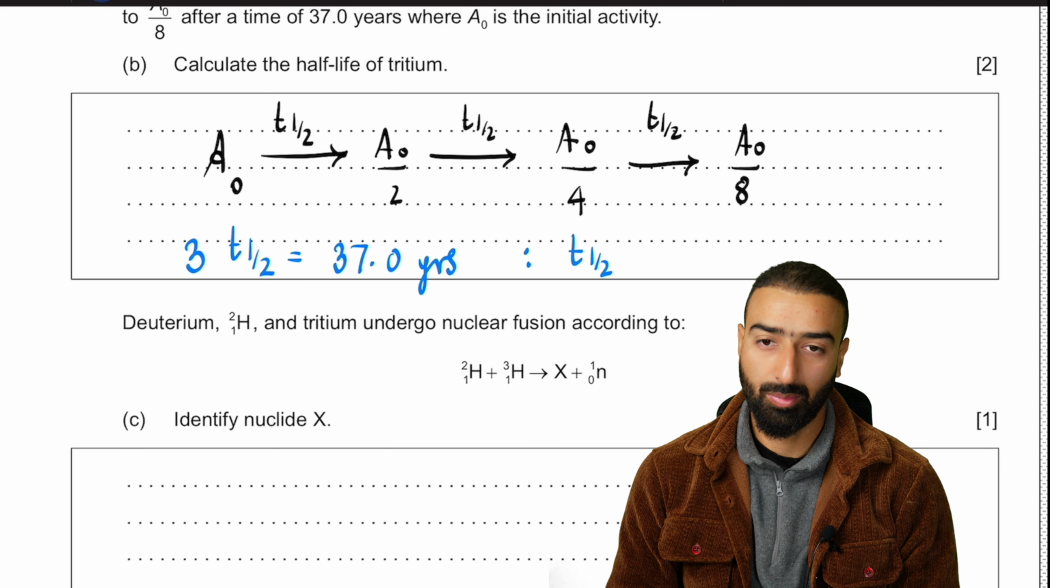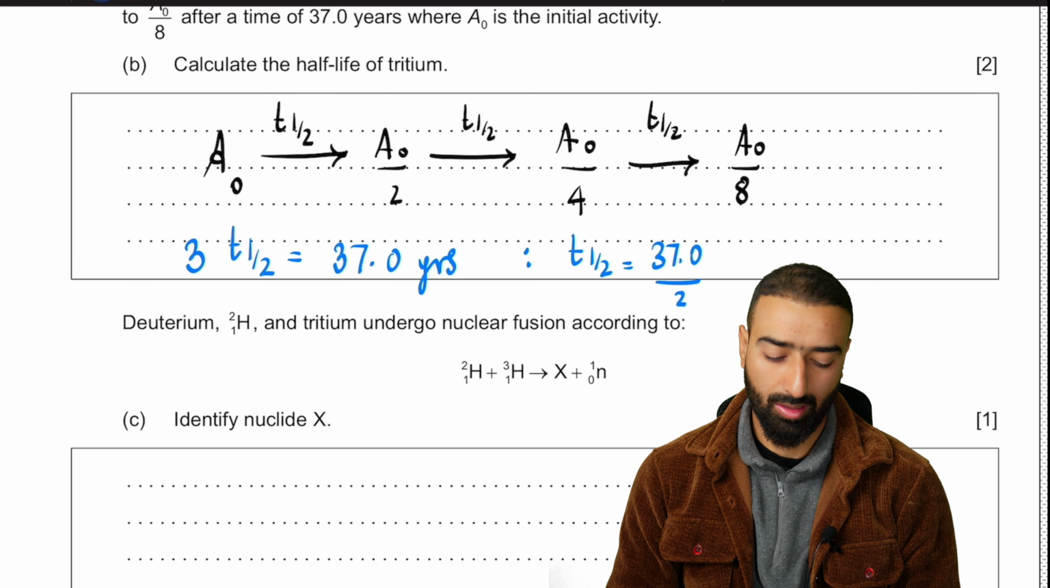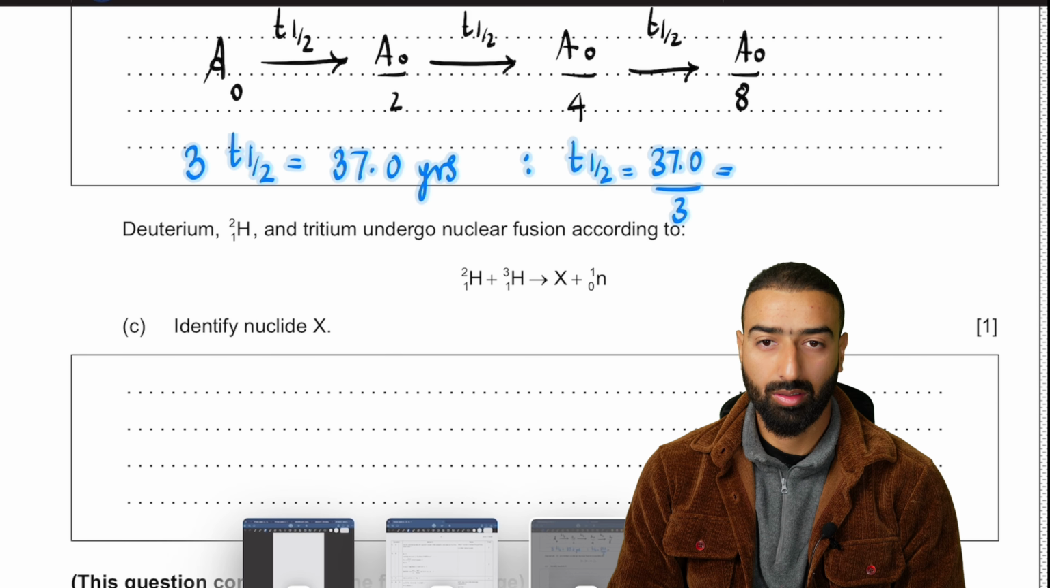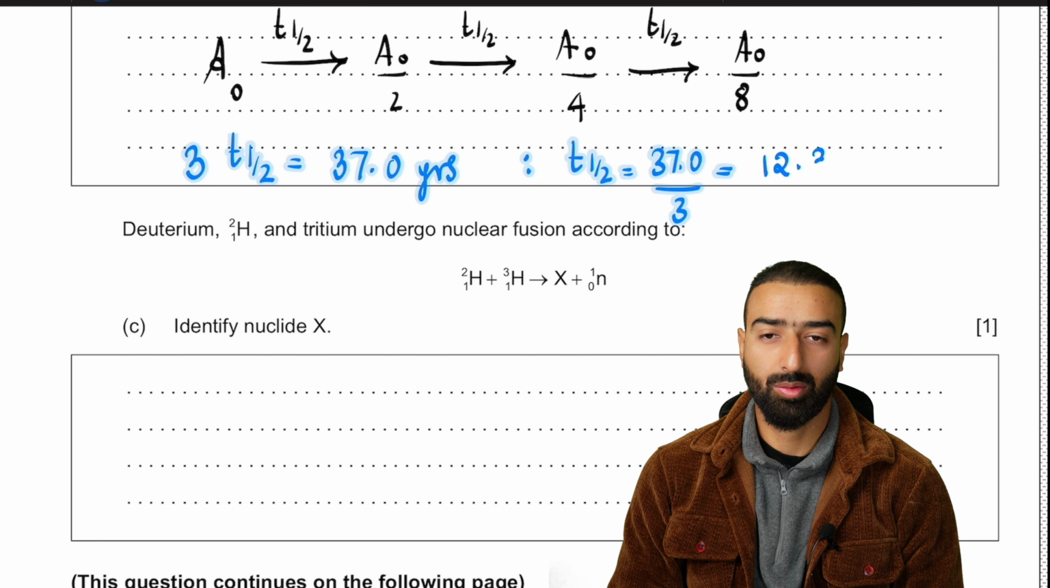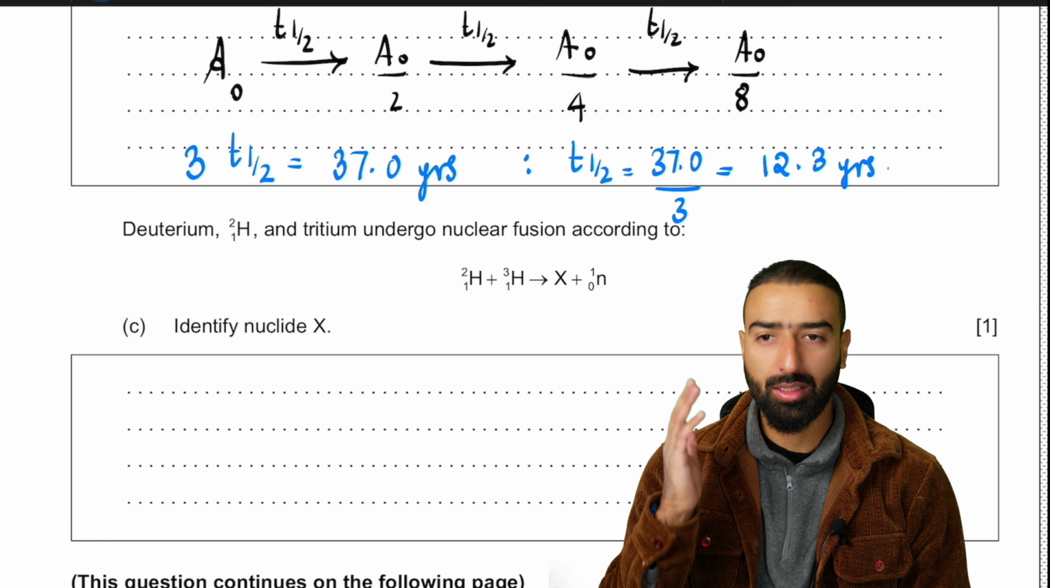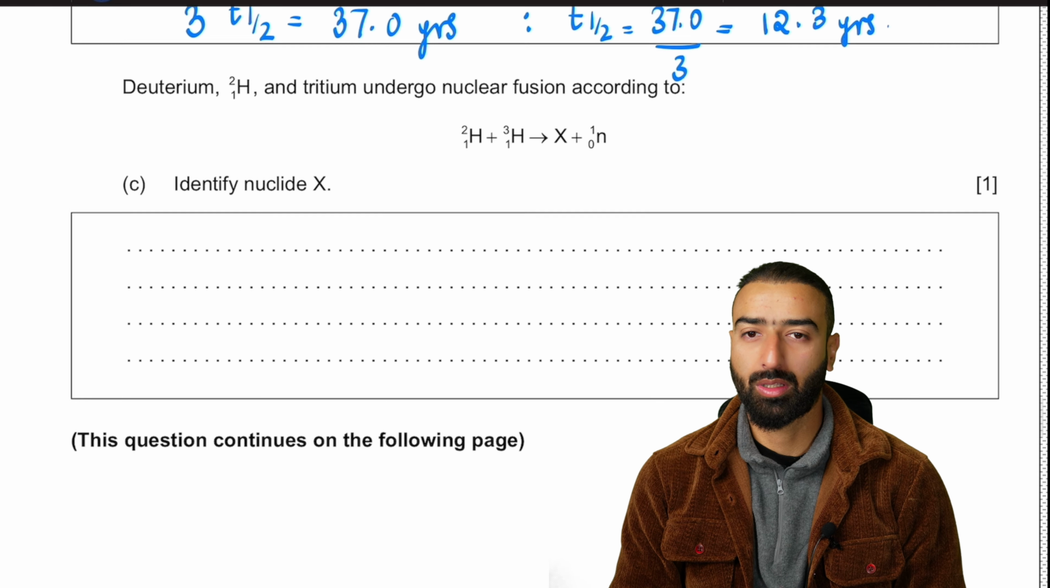From this, we can find the half-life. Half-life would be simply 37.0 divided by 3, which is about 12.3 years. And that solves this part of the problem. Let's carry on.